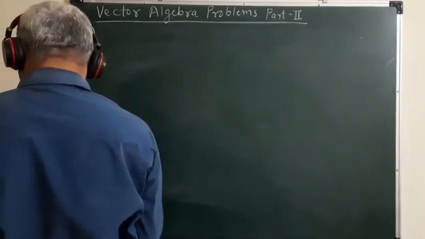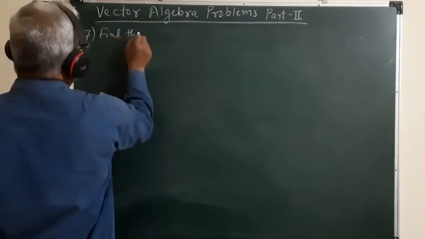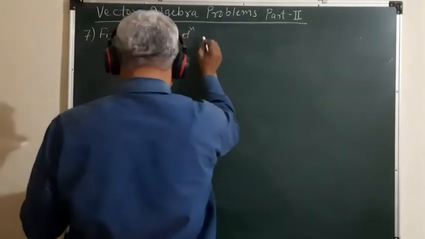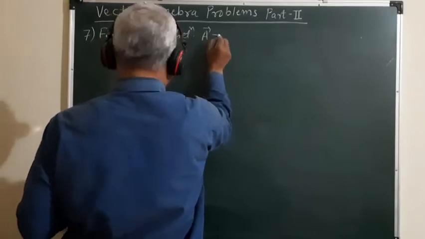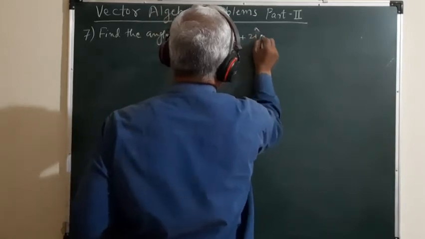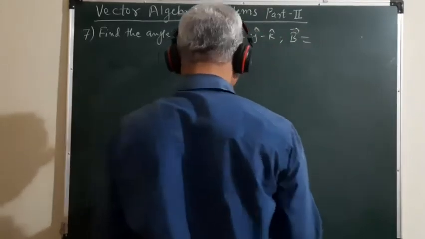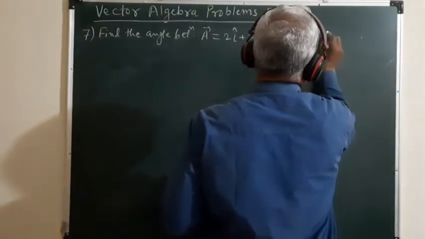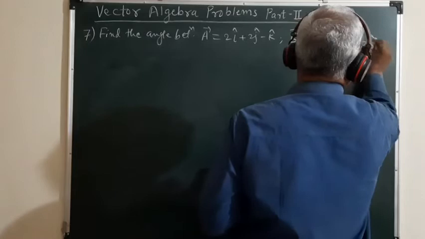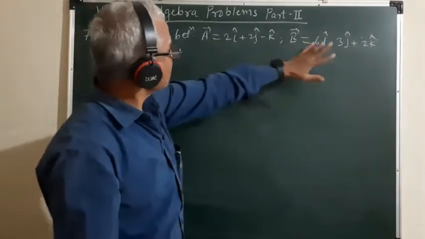Seventh problem. Find the angle between a bar equal to 2i cap plus 2j cap minus k cap, and b bar equal to 6i cap minus 3j cap plus 2k cap. You are asked to find the angle between these two vectors a bar and b bar.